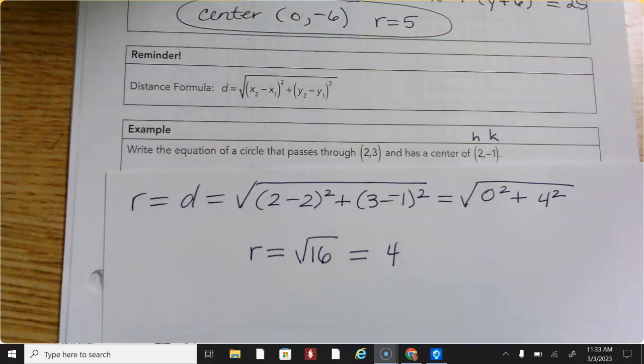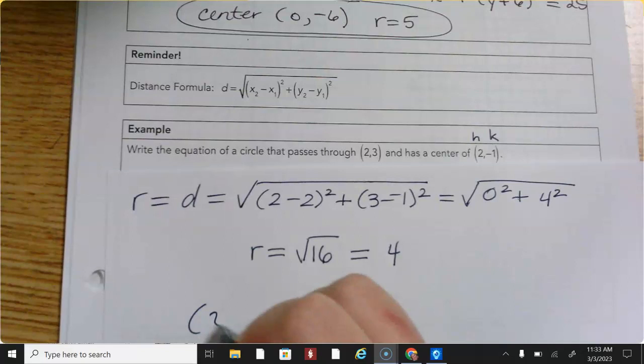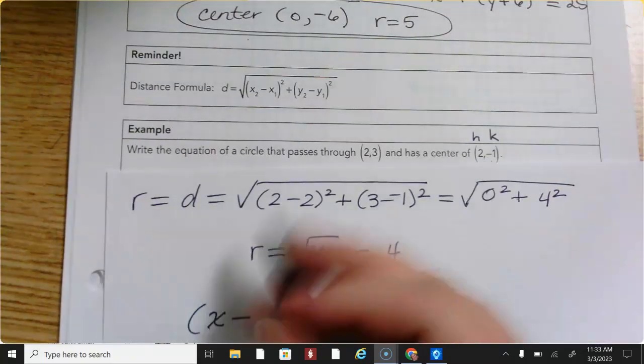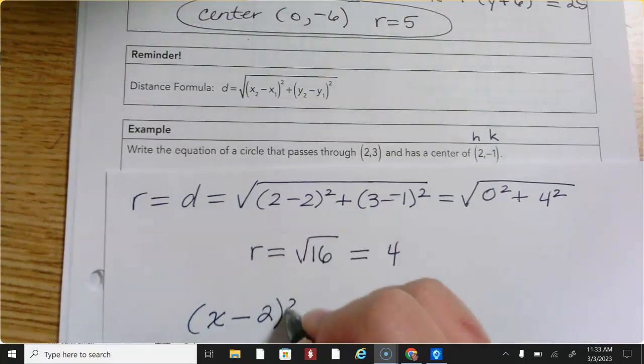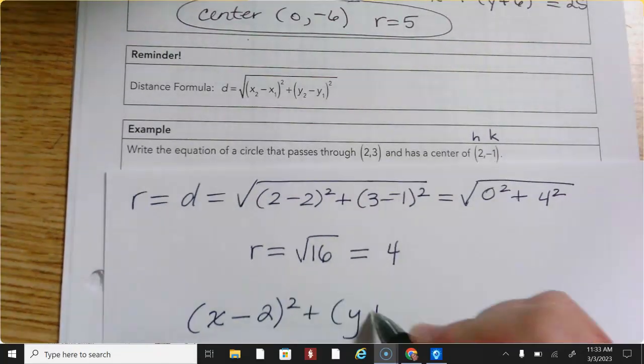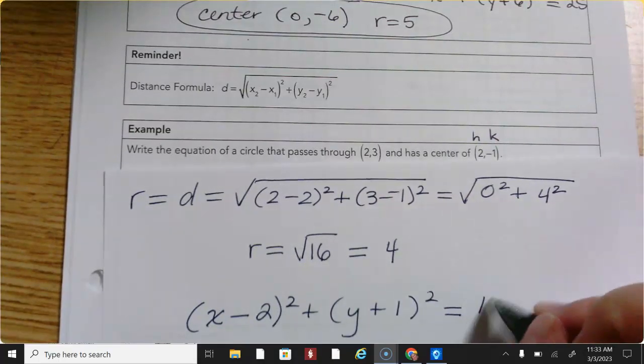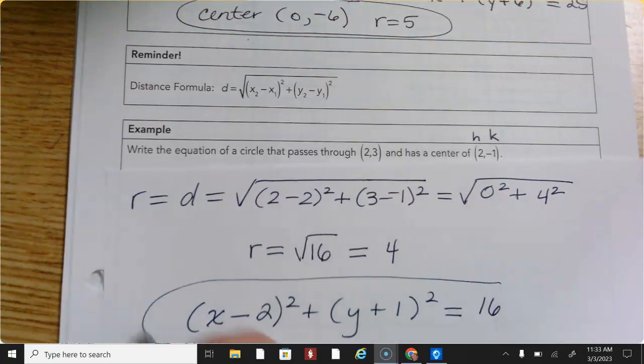And remember, the 2 things I needed were the center and the radius. So now I have them both. Here's the center. So now I'm ready to write the equation. X minus h squared plus y minus a negative 1 becomes plus 1 squared equals r squared. So I got to square the 4, and that gives me 16. So here's my equation.